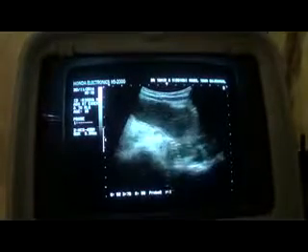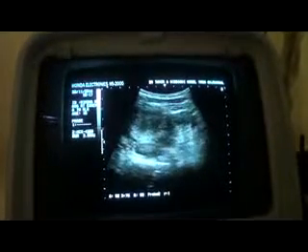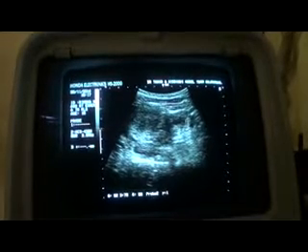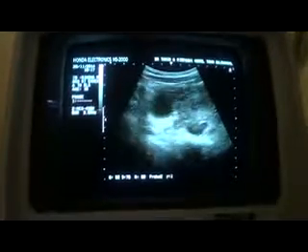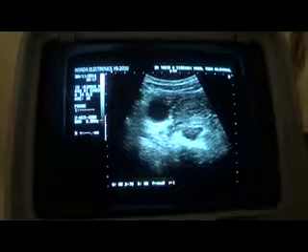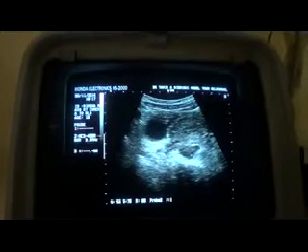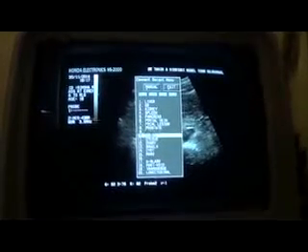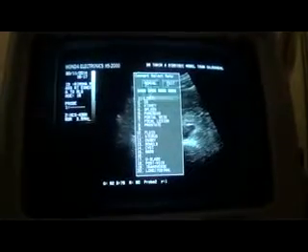Now with the transabdominal technique, it's not easy to get the ovaries. This is the left ovary, and this is the right ovary, seen displaced posterior to the uterus. This is the uterus, this is the endometrial canal, and this is the right ovary that has been displaced posteriorly. This is the ascitic fluid, this is the uterus, and this is the ovary.